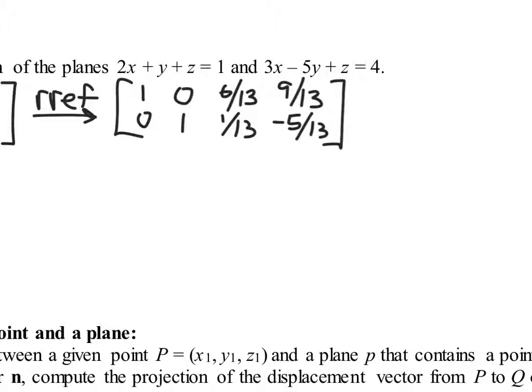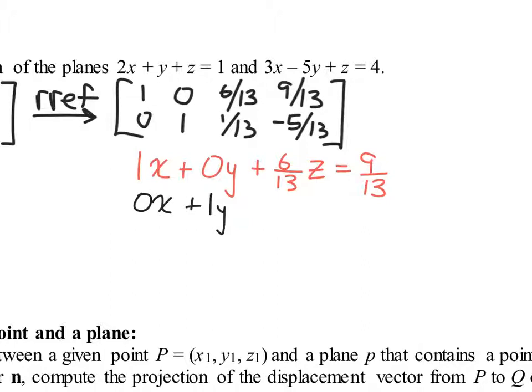So if we started off with 2x plus 1y plus 1z equals 1, and that simplified itself down to 1x, I'm going to write it below. This is really 1x plus 0y plus 6/13 z equals 9/13. Then we have 0x plus 1y plus 1/13 z is equal to negative 5/13. All right? Which doesn't look like a parametric equation at all.